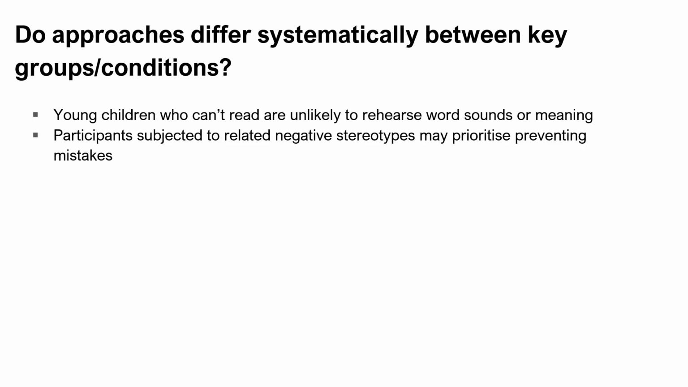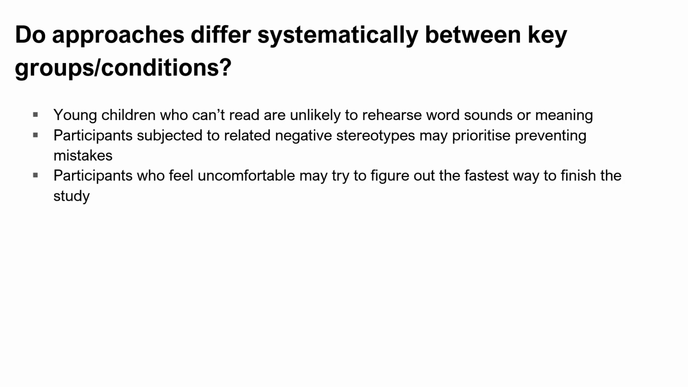And participants who are subjected to negative stereotypes related to what's being measured in the study might also approach the task differently. So for example, if older adults have experienced the stereotype that their memory isn't as good as the memory of younger adults, they might be more careful and more concerned about making sure they're not making any careless mistakes in a memory study. And participants who feel uncomfortable for whatever reason might try to figure out the fastest way to finish the study, and so on.